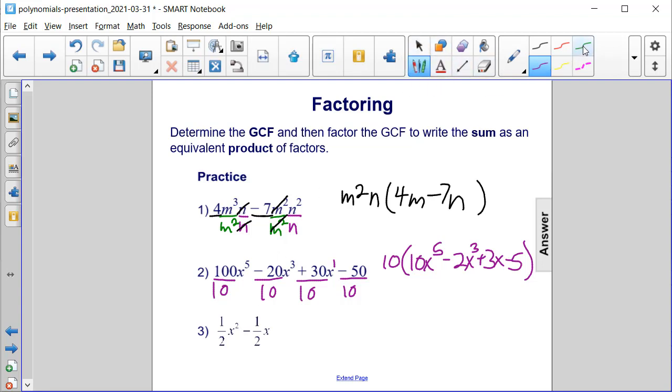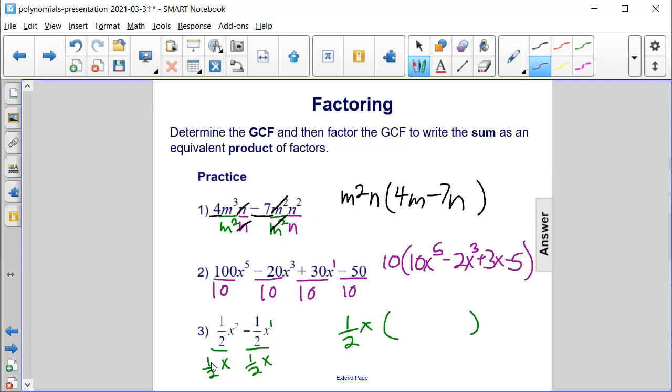We have 1/2 x squared minus 1/2 x. Well, we look at both of our coefficients and they're both 1/2. So I know that we are going to be able to factor out or divide by 1/2 for both of these terms. So let's write it there. And now let's look at our variables and their exponents. We have an x to the 2nd and an x to the 1st. Well, x to the 2nd is x times x. So I can divide both of these by an x, or factor an x out. And now let's do the division and simplify.